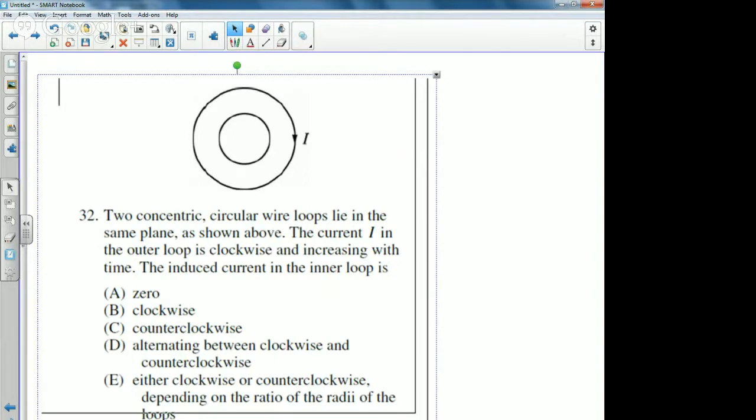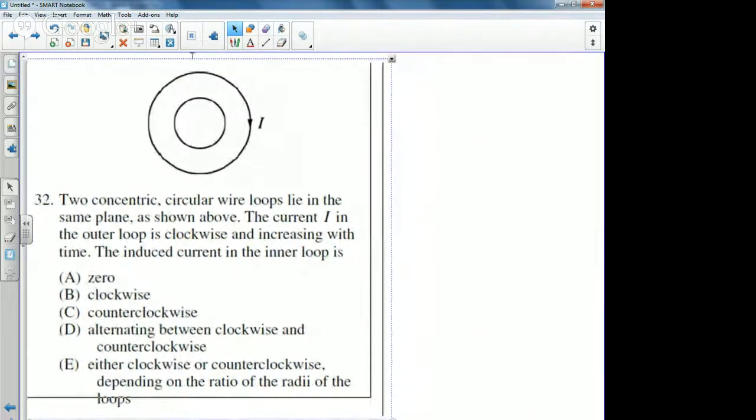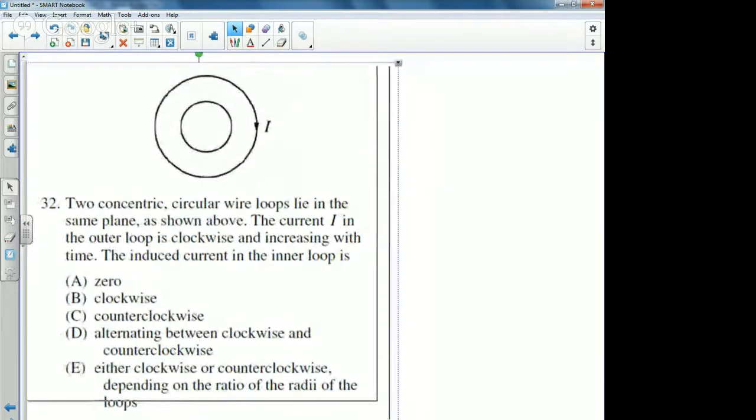Two wire loops lie in the same plane. The current in the outer loop is clockwise. So I'll just draw that. They've already drawn it for us, but I'll just emphasize it. And the current is increasing in time.